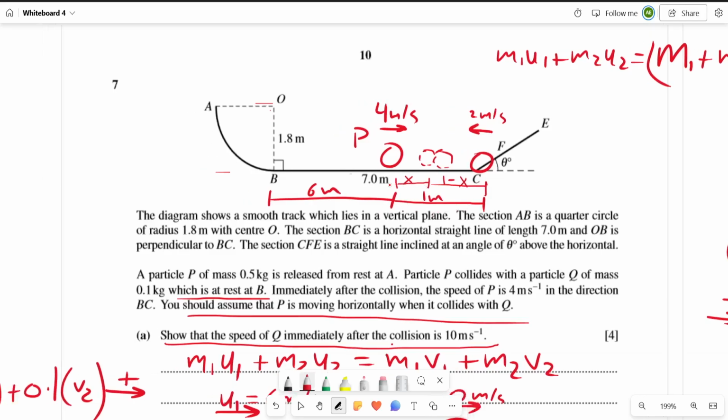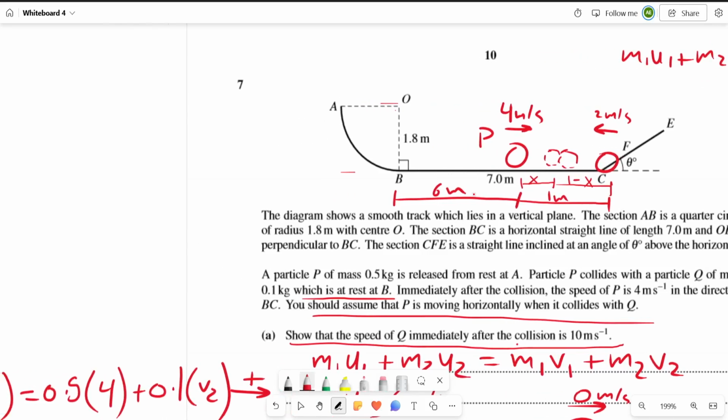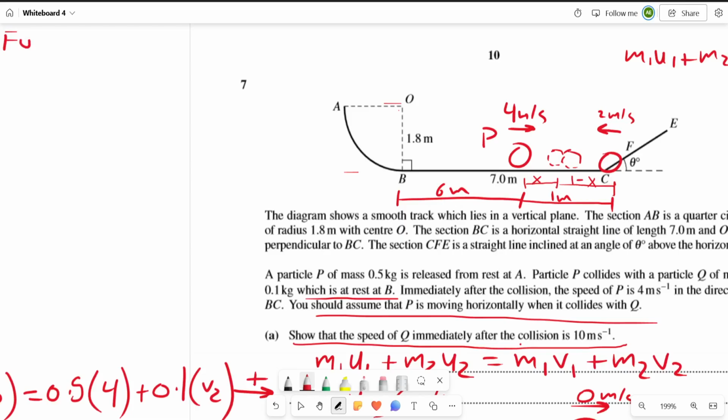Now the final part, let's solve for x. We want to know what x is. For P, we know that velocity equals distance over time. Both of them are moving with constant velocities, because at this horizontal section there is no external force acting, hence there is no acceleration, hence they are moving with constant velocities. So you just use v equals d over t. For P, 4 equals x over some time period that it took P to move from here up to the collision.